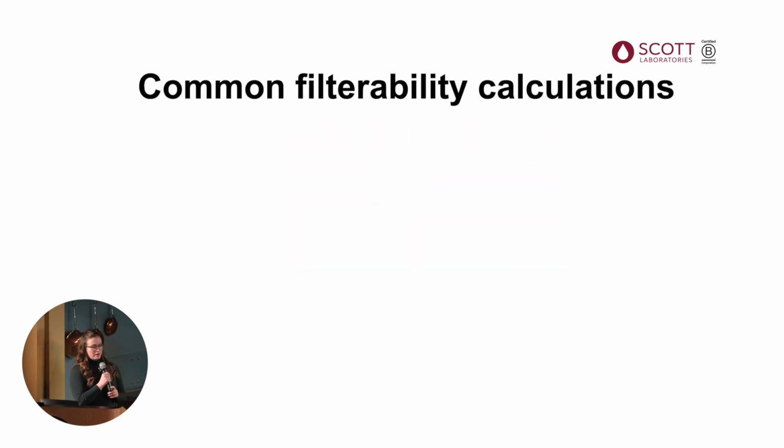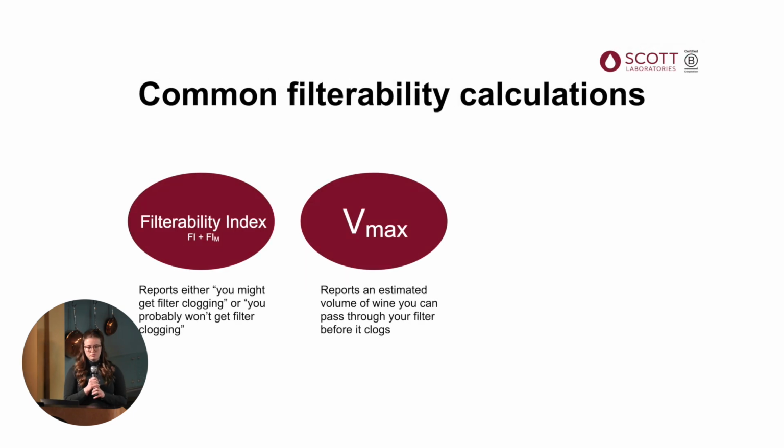Okay, so now let's talk about common filterability calculations, some of which you may be familiar with. The two main ones, again, you saw a bunch of other ones up there, but the two main ones that we encounter are filterability index, which is typically two numbers, filterability index and modified filterability index, and we have Vmax. So it's really important to understand what both of these things are telling you. Filterability index reports you might get filter clogging or you might not get filter clogging. That's what it's telling you. Vmax is reporting an estimated volume of wine you can pass through your filter before it clogs.